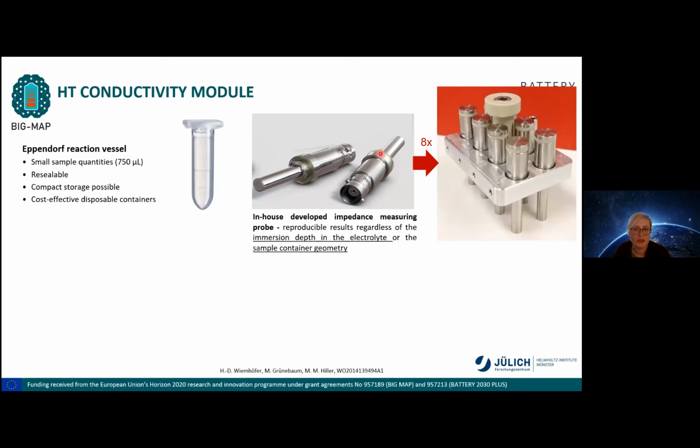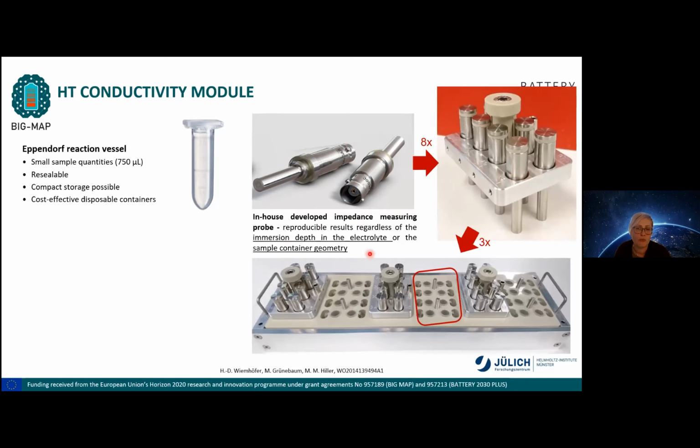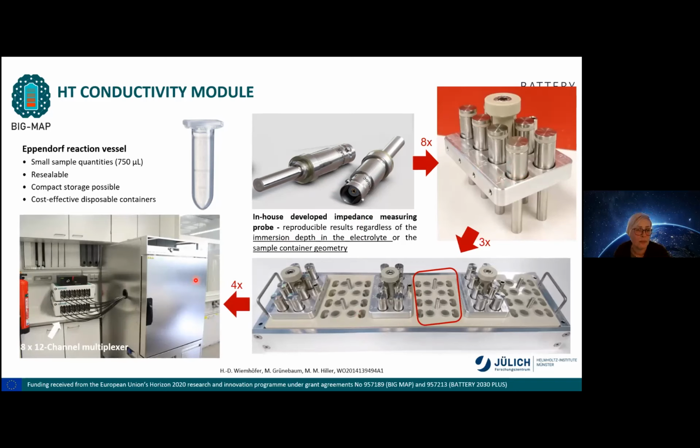So 8 of those cells are being placed on the measurement block, and then 3 of those blocks are being placed on one rack. 4 of the racks are then introduced in the climate chamber, which allows us to run 96 different measurements at the same time due to the 8x12 channel multiplexer. And the temperature range is from -30 to 60, having in mind the nature of the electrolytes. And to the best of our knowledge, this module is unique in the battery community.